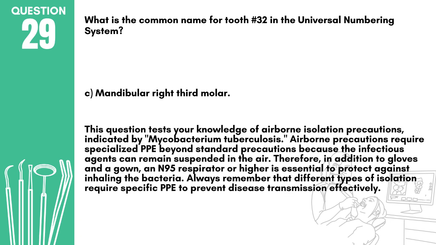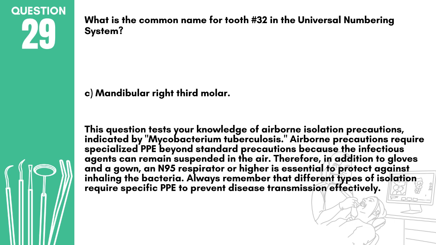Answer: C. Mandibular right third molar. This question is a direct test of your essential knowledge of the universal numbering system. The keyword common name for tooth number 32 asks for the specific tooth associated with that number. In the universal numbering system, the numbering begins with the maxillary right third molar, number 1, and proceeds clockwise around the arches to end with the mandibular right third molar, which is always assigned the number 32.